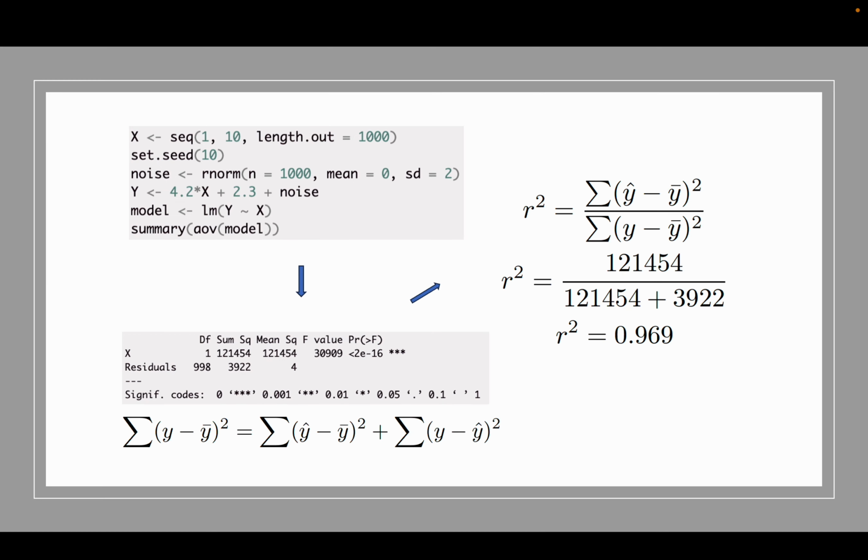In this current slide, we again have a practical implementation of the coefficient of determination computation, where we are using the ANOVA model output to compute the ratio of the model sum of squares with the total sum of squares. In this case, the model sum of squares is 121,454, while the total sum of squares is 121,454 plus 3922. The ratio equals 0.969. We can interpret this quantity as such that approximately 97% of the variation in the outcome variable y is captured by the explanatory variable x. We can additionally use the coefficient of determination to rank and compare different models.